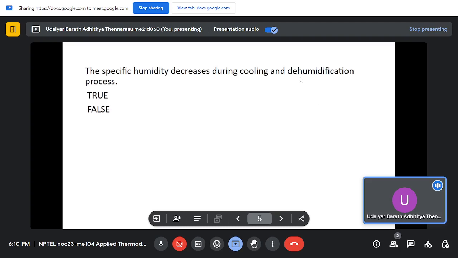Your specific humidity is nothing but the mass of water vapor in the air divided by the mass of air. So if dehumidification happens, the water vapor in the air goes down, so your specific humidity will also go down. So this statement is true. Specific humidity will decrease.